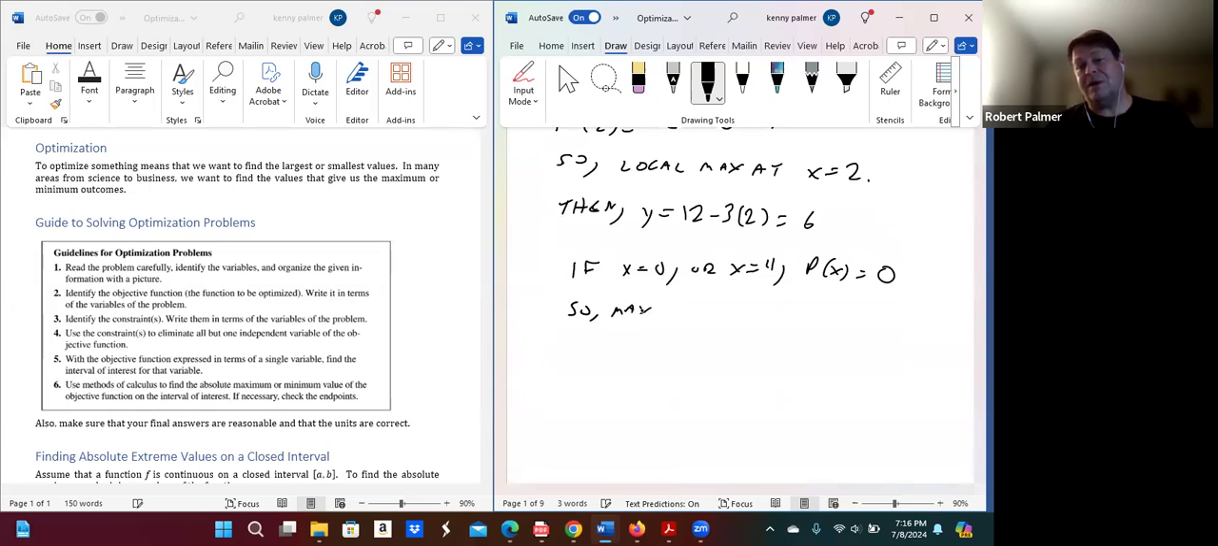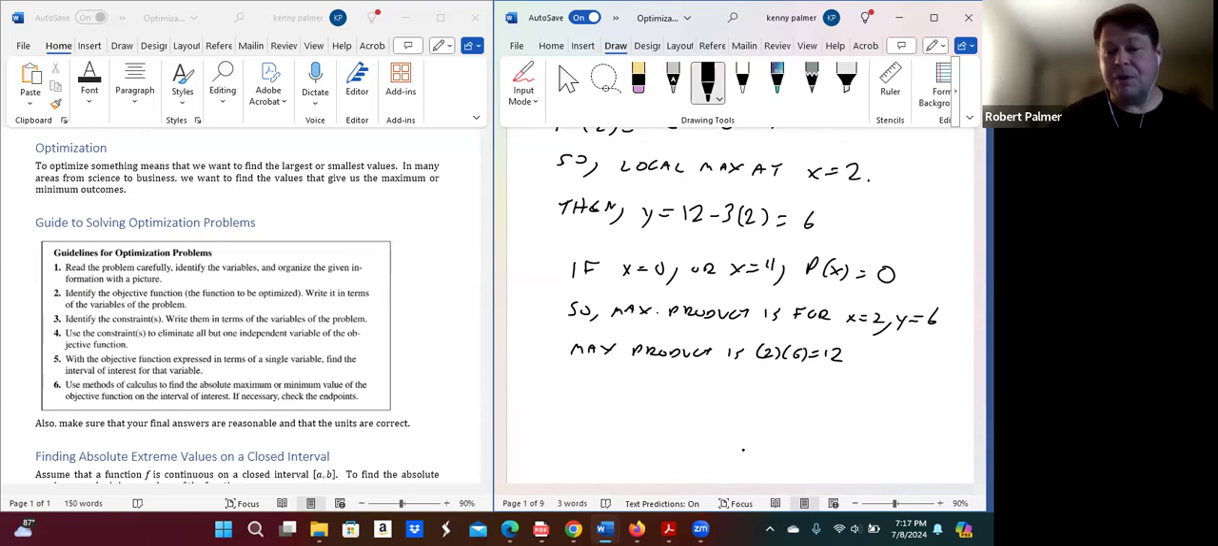So the maximum product is at x equals 2, y equals 6, and then p, so our max product is 2 times 6, which is equal to 12.